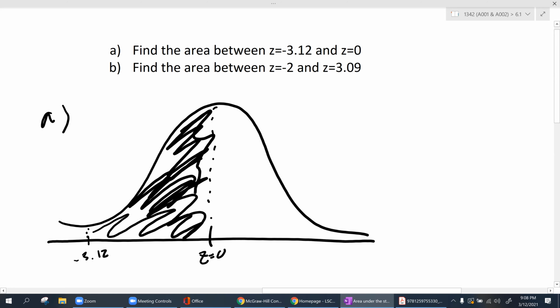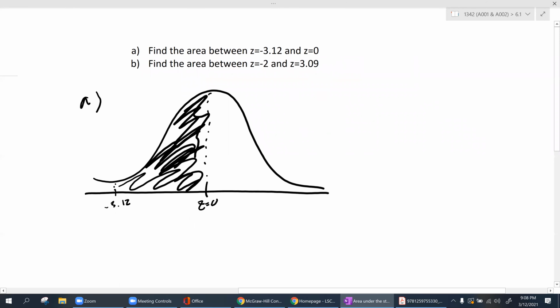That's not exactly half of the entire graph, so I know the area is going to be less than 0.5. The farthest left point is z equals negative 3.12, that's my z small. And z equals 0 is going to be my z large.